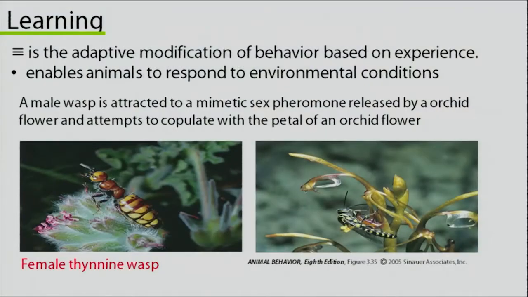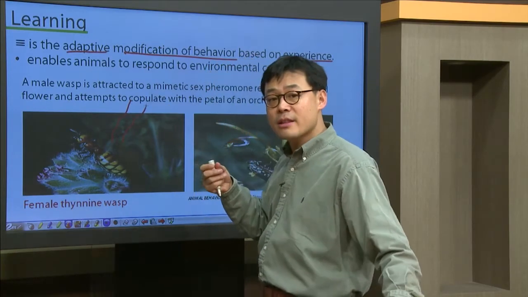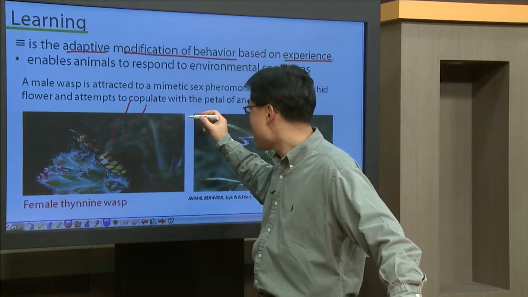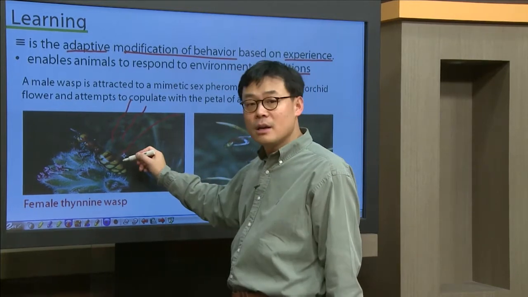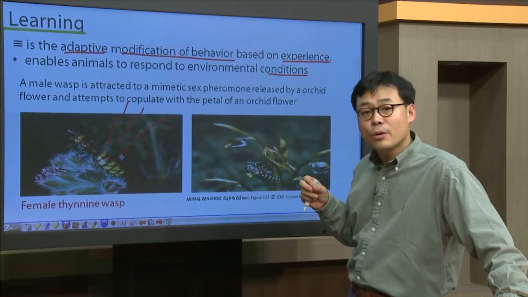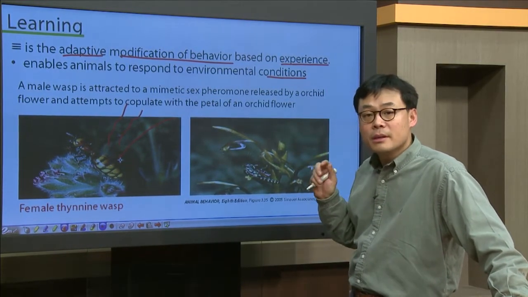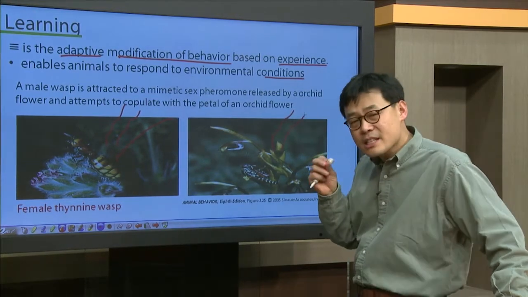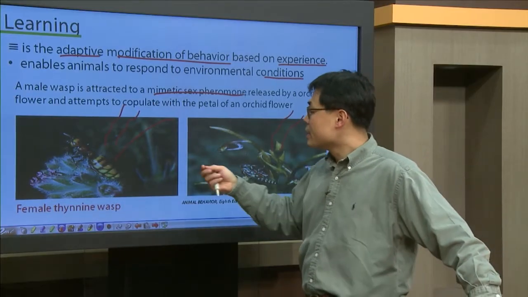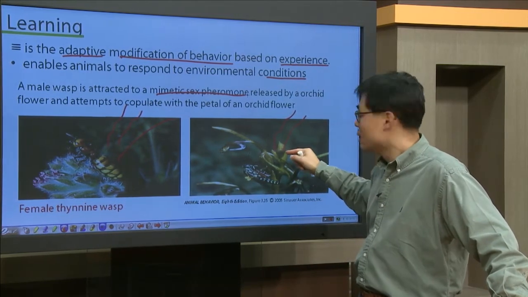This is a female wasp, and she releases sex pheromones. That's a chemical that attracts male wasps to the female. Then the male wasps fly to the female and mate with her. But this flower is a kind of orchid. It's a very common flower, and it also emits a sex pheromone. It's not really a sex pheromone, but what is called a mimetic sex pheromone that is very close to the one released by the actual female. So the male is attracted to this flower.